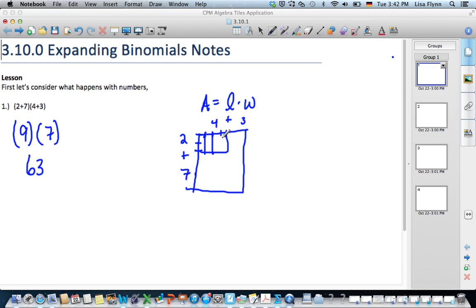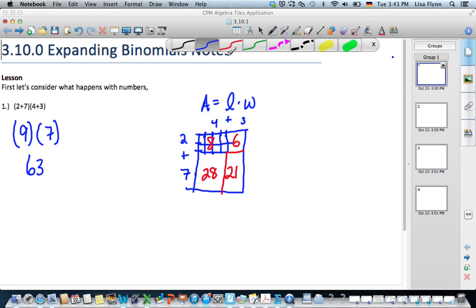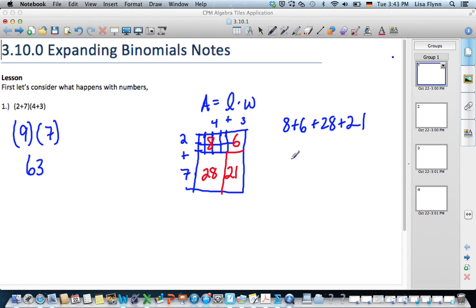So if you do 2 times 4, we can see that this first little rectangle has 8 pieces. So 2 times 4, this area here is 8. And then we'll just imagine the rest of the tiles so we don't have to draw them in. But 2 times 3, this one would be 6. And then the next square would be 7 times 4, which is 28. And 7 times 3, which is 21. All right, so if we add up the insides, you should get the same answer that you got earlier, 63. So let's see, that becomes, yep, 63.